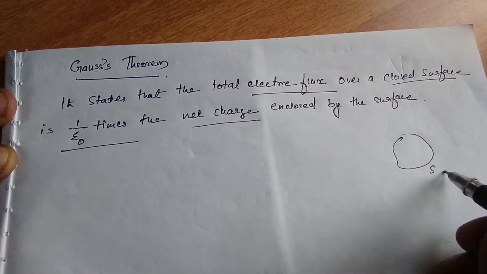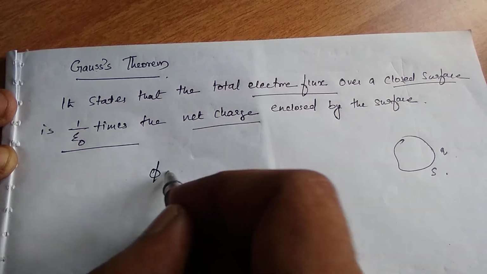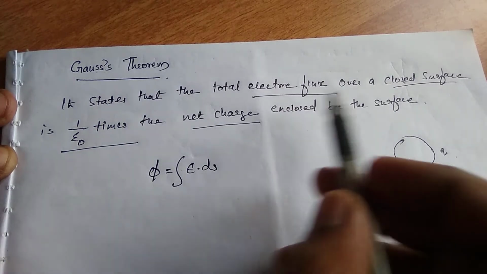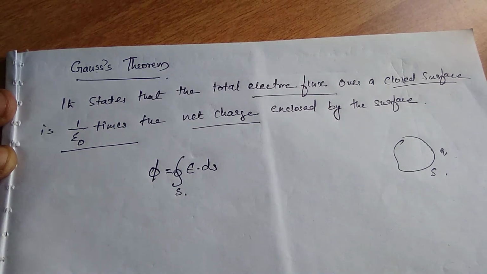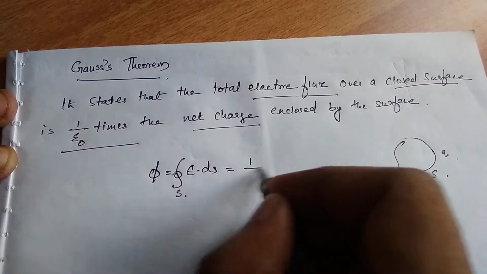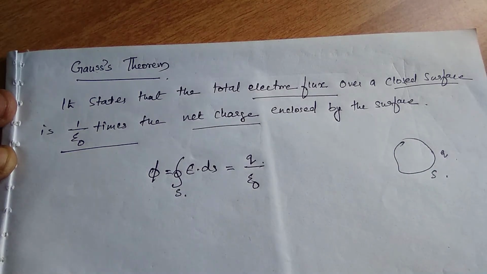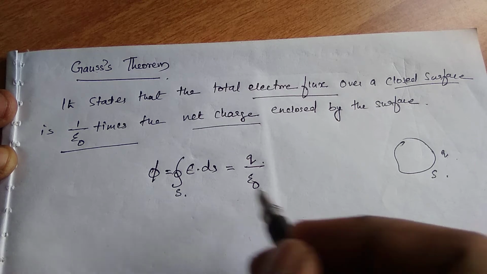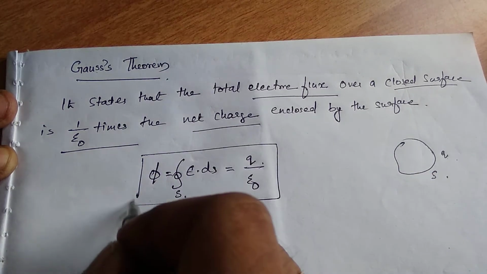Consider a closed surface S having charge Q. Then by electric flux, we know that electric flux phi equals integral E dot ds. Here this is a closed surface, so the closed surface integral of E dot ds equals 1 by epsilon 0 times the net charge enclosed. This is Q, the net charge enclosed. Then Gauss theorem: phi equals Q by epsilon 0, or the surface integral of E dot ds equals Q by epsilon 0. This is the equation.